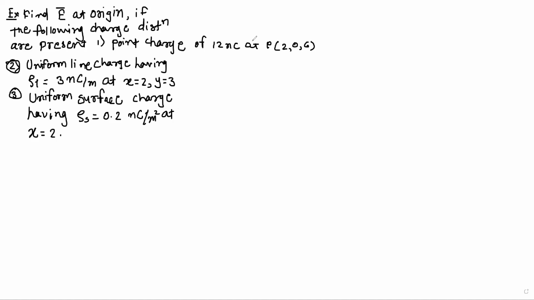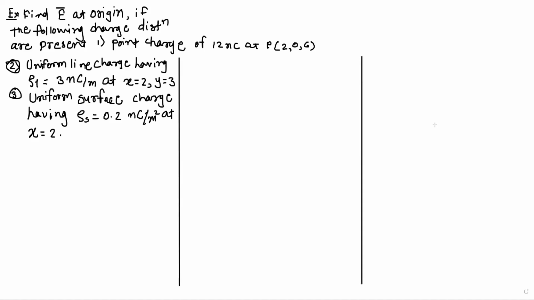Try to read the given example carefully. Try to understand what things are given. I will help you to understand the things, right? So first of all, what they have mentioned is find the electric field intensity at origin. So let us assume this is origin, 0, 0, 0, and these are the coordinates of origin O.